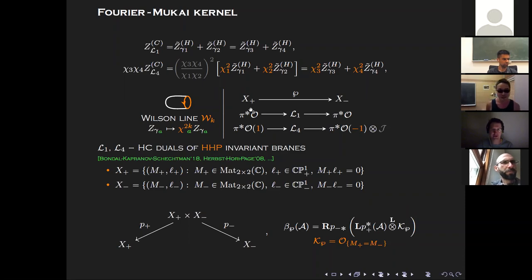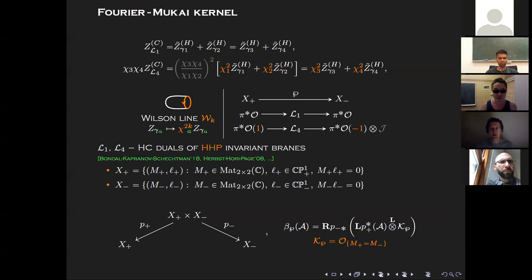So using this grade restriction rule, you can see what happens to the sheaves as you perform this parallel transport. But I think you are skipping this intermediate part where you could translate them to the branes, to the Lagrangians, or the branes on the Coulomb branch. Also, it's hard to see what the kernel is.